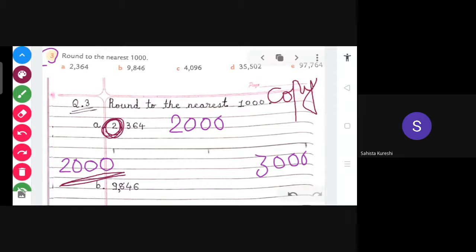Just see which digit is at thousands place, because here the heading is nearest 1000. 9. So 9 is at thousands place, no? Means that many thousand will be the first number which you will write.